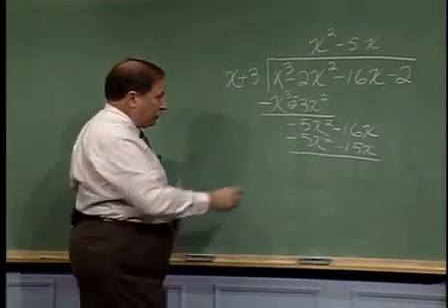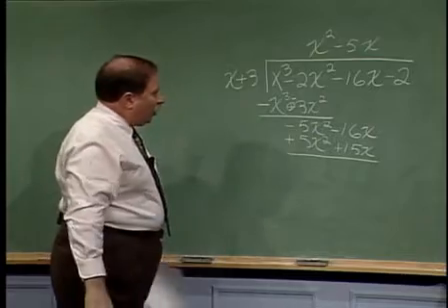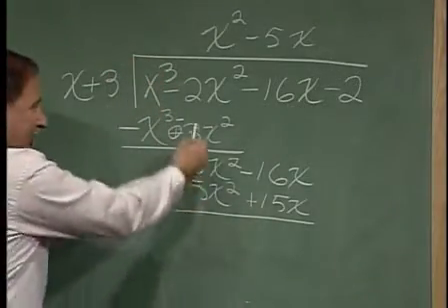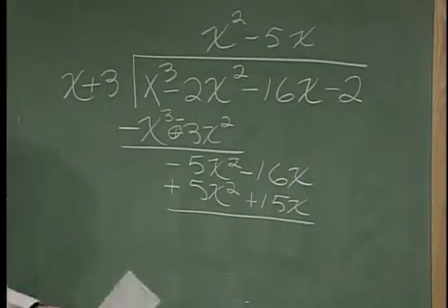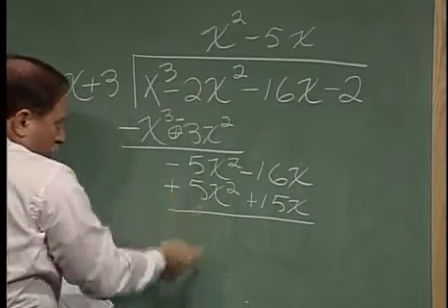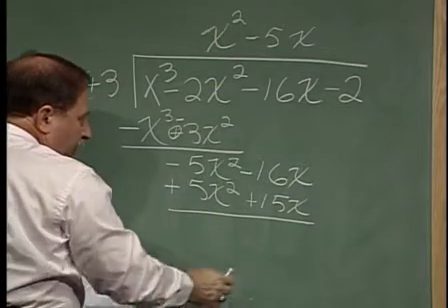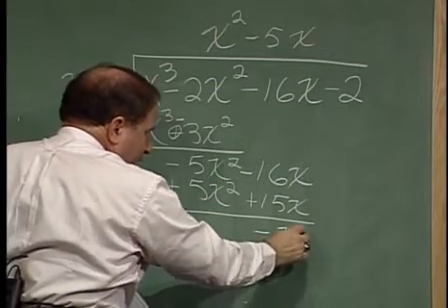Use our adding rules. So I change these two minuses to pluses. And what do I see? Well, obviously, this cancels out. It has to. Because when we multiply, we knew that this times this would give us this. So when we subtract, we should get 0 there. A negative 16x, a positive 15x, gives us a negative x.